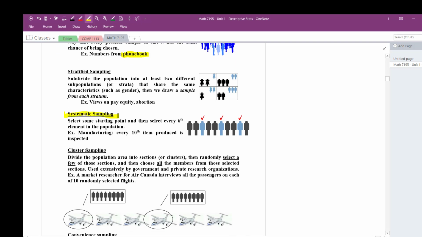Another method is systematic sampling. I mentioned this one, where if you're looking at assembly line data, Amazon takes a look at every 10th package to see if the box is damaged.